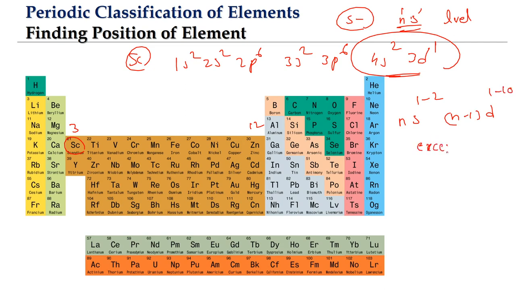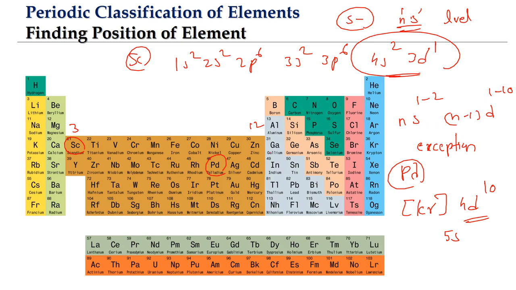The exception is palladium, with an atomic number of 46. It will have an electronic arrangement of krypton 4d10, so it will not have any electrons in the 5s level. So generally it will be ns1 to 2, n minus 1 d1 to 10.